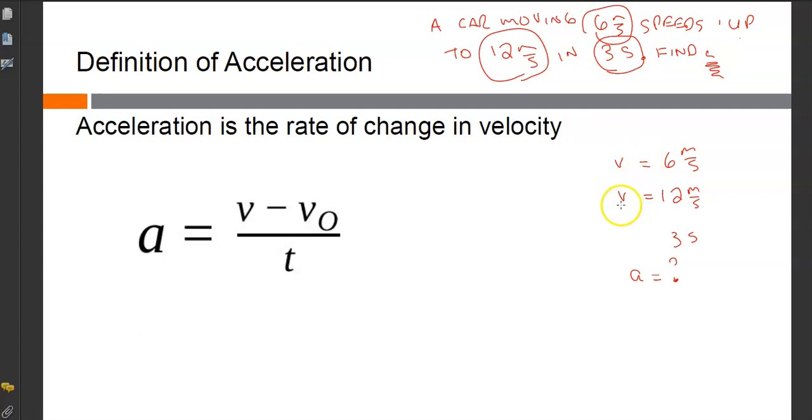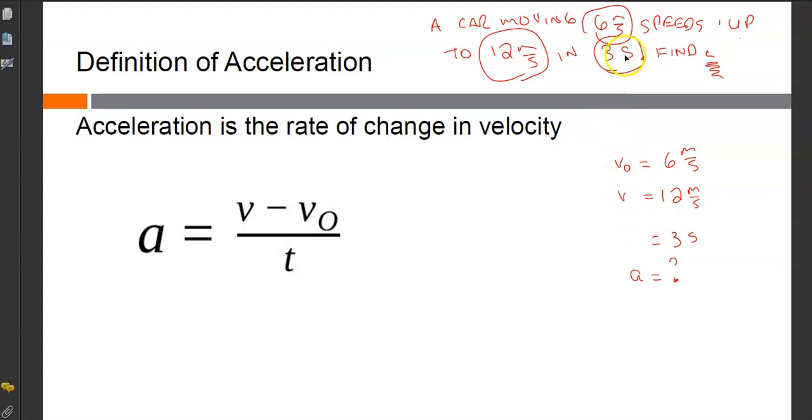So I could go ahead and put v's there, but remember we use v0 for the initial velocity. At the beginning of the problem it says it was moving 6, then it changed and went to 12. So the initial velocity would be this guy, and the final velocity would be that. All right, that wasn't hard.